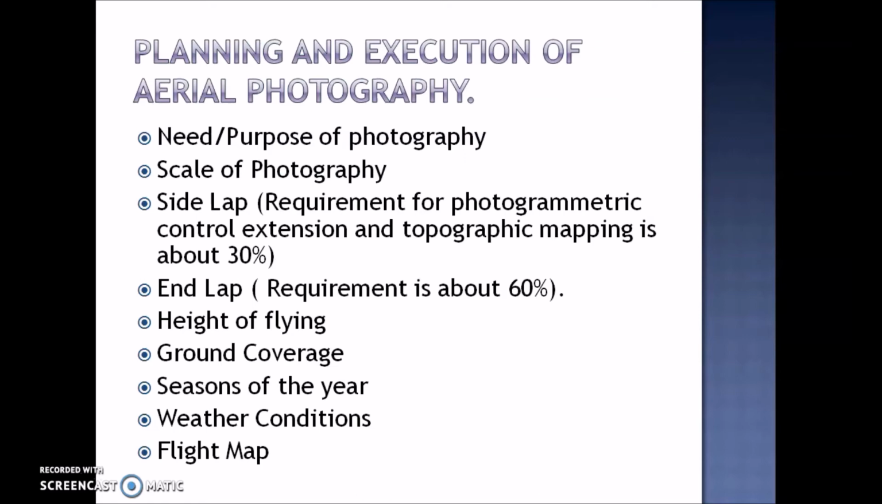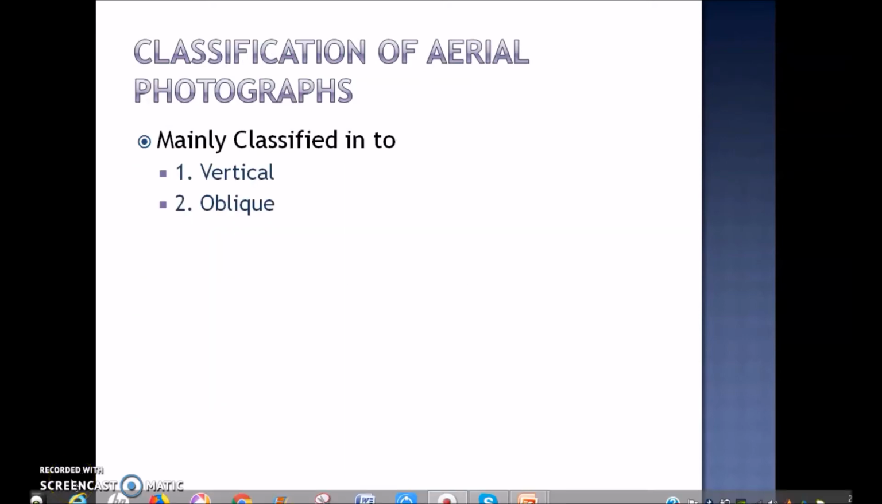That is also a very important factor, right? Next slide. Classification of aerial photographs. Aerial photographs are mainly classified into vertical and oblique. Of course, we know that vertical is nothing but straight from the top, right? If the axis of the camera is making a 90 degree angle, then we call it vertical. If the angle is other than 90, if we purposefully tilt the angle, that is called oblique.